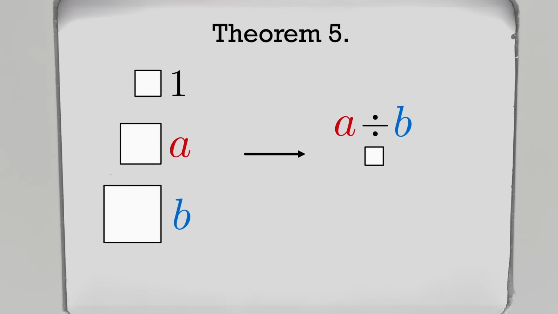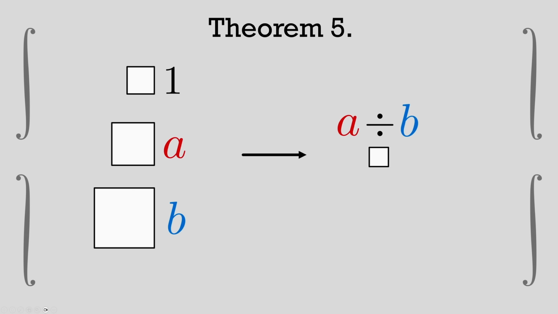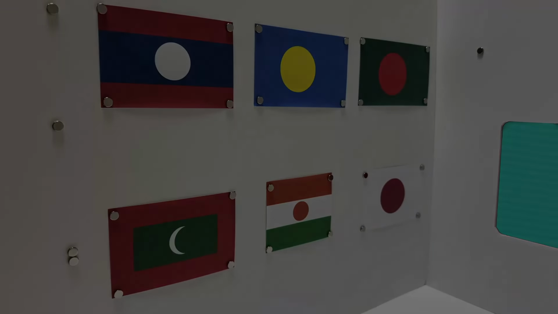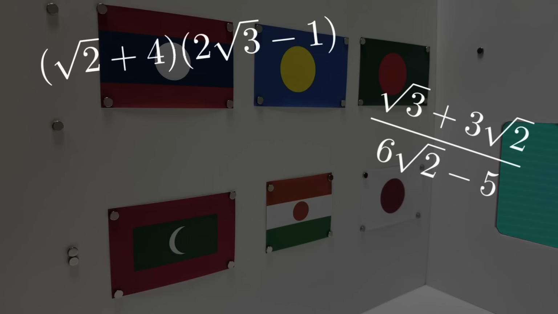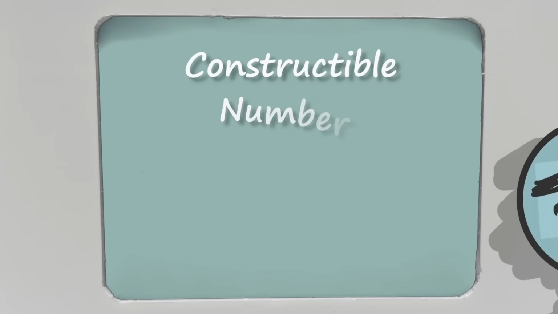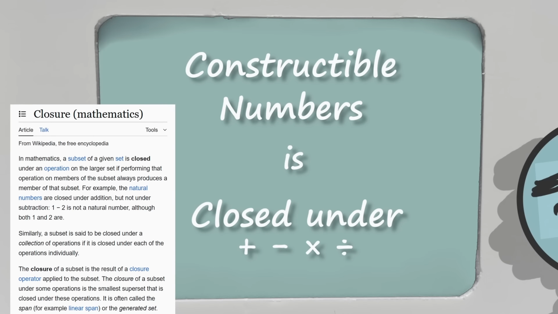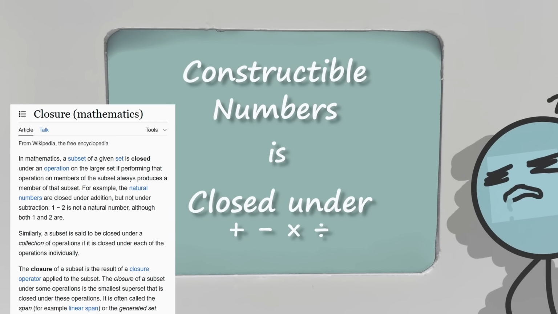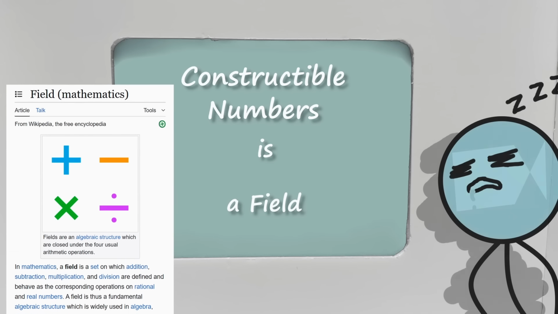With a little bit of thinking, we can also prove that if a and b are constructible, then a divided by b is also constructible. In essence, after this point, we never ever need to ask whether we can construct some complicated number built from constructible numbers. It's always possible. The set of constructible numbers is closed under the 4 operations. More succinctly, the set of constructible numbers is a field.